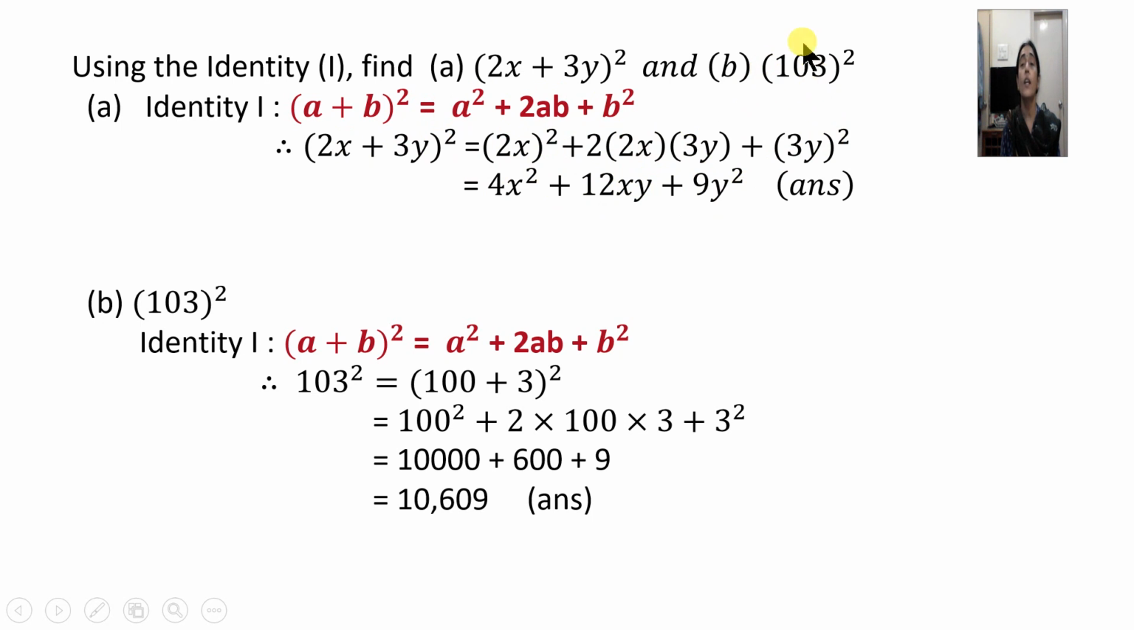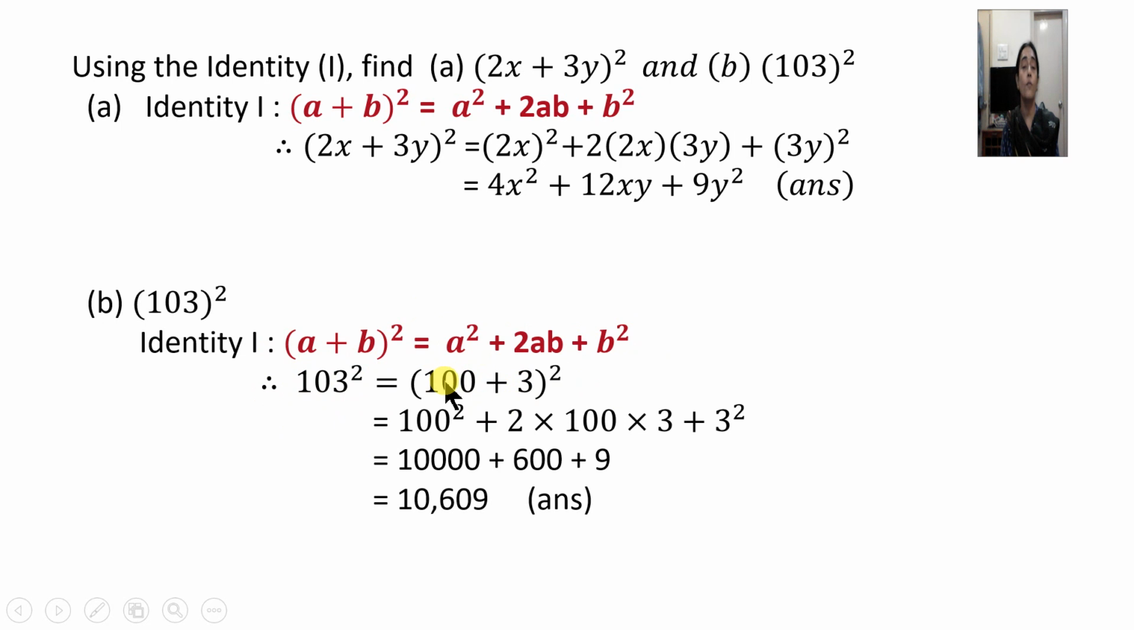Now you are given a number 103 the whole square. Don't multiply 103 into 103. You are asked to find the value using the identity. Which identity? A plus b the whole square, which is equal to a square plus 2ab plus b square. Now can I write 103 in the form of a plus b? Of course yes, I can write. How? 100 plus 3 the whole square. So this is my a and this is my b.